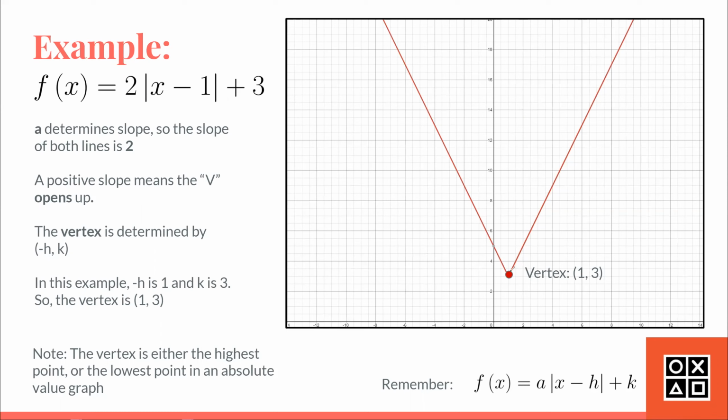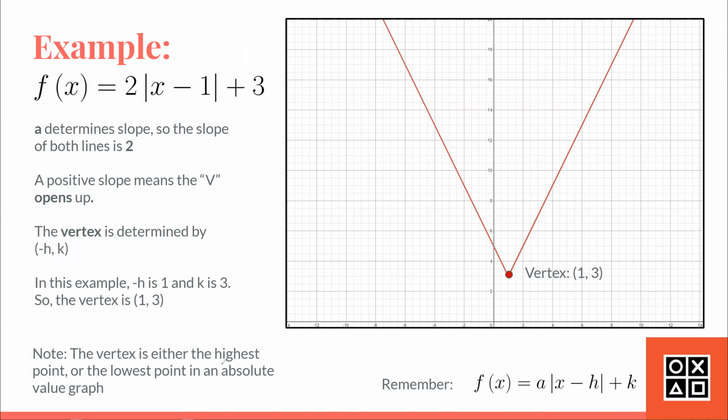The vertex, which is the point where both lines intersect, is determined by minus h comma k. So if you remember, h is this and then k is here. So minus h would be 1 comma k, which is 3. So you know that the vertex will be at 1 comma 3. So on this graph, you go over 1 and then up 3. 1, 2, and 3. In this example, negative h is 1 and k is 3. So the vertex is 1 comma 3.